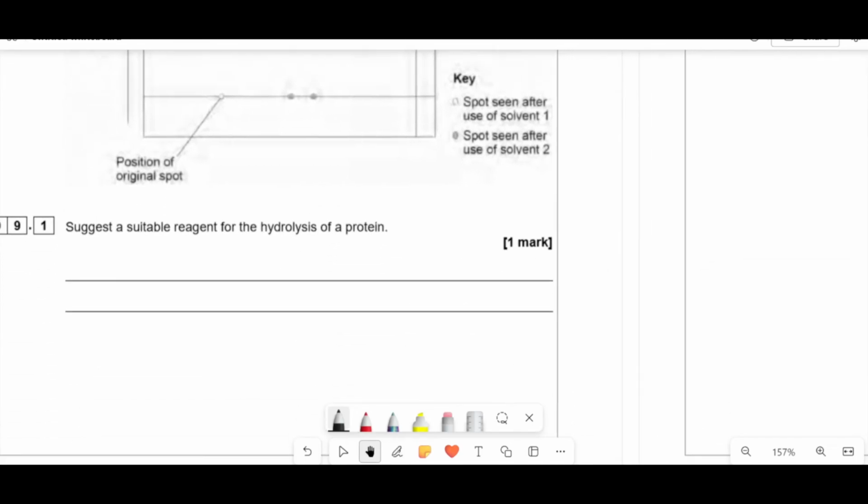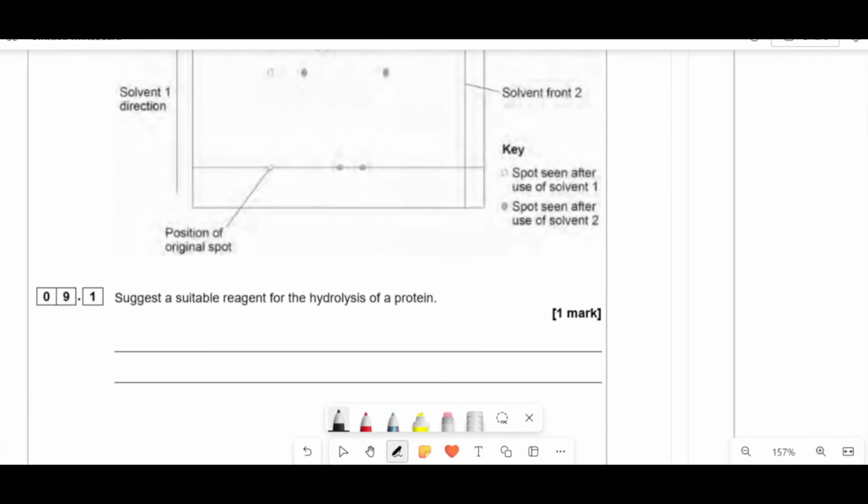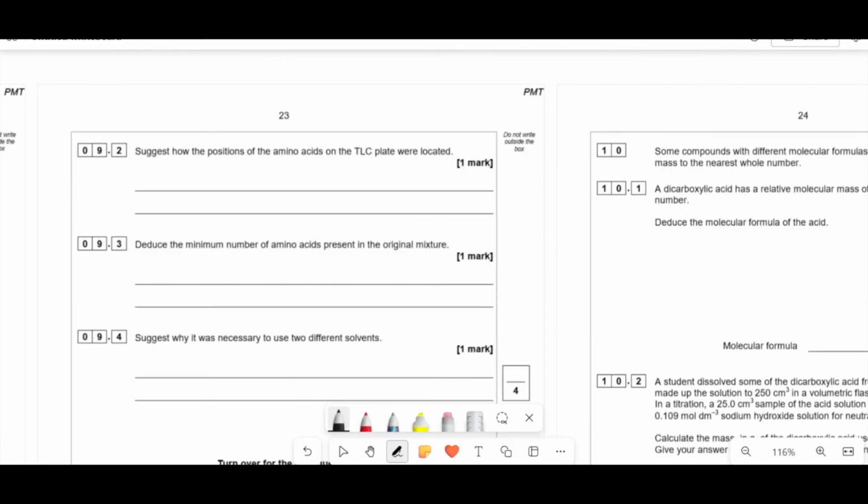So fine. It says suggest a suitable reagent for the hydrolysis of a protein. When you're doing that, you're breaking the peptide bonds, which are amide links, so we're breaking CONH. What we're going to use is concentrated HCl, or a strong base, either's fine. There you go. To locate the positions of the amino acids, you add ninhydrin, which makes them go purple, or you could use UV light if you've got a plate that glows when UV light's on it.